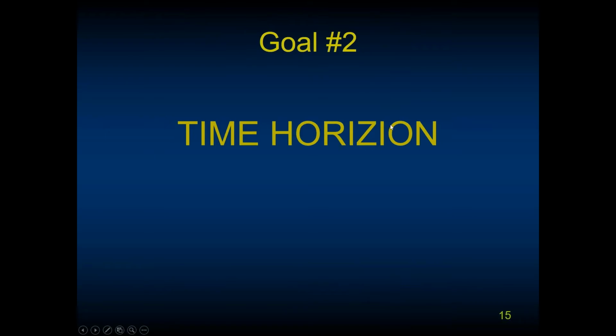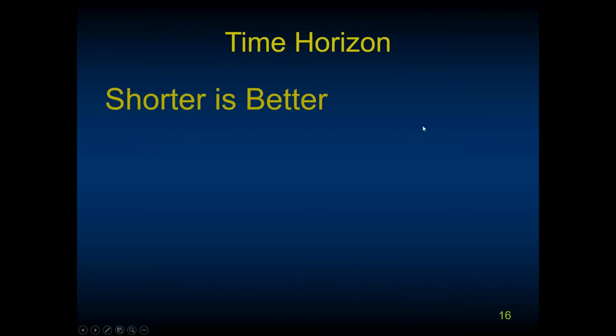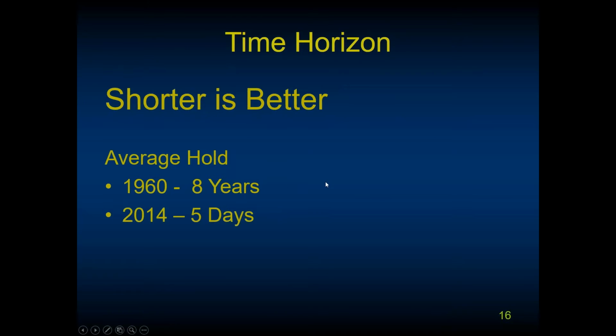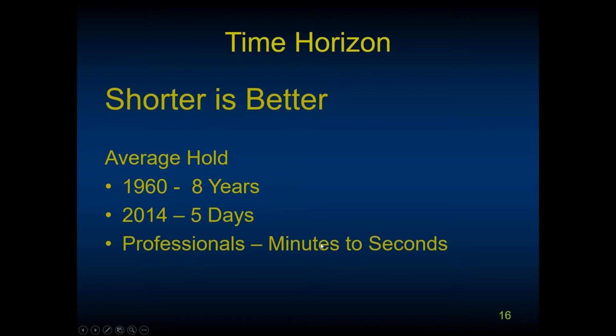So the next goal we were thinking of was the time horizon. And I think the rule here, a lot of people acknowledge this, is that shorter is better. The average hold in 1960 was 8 years. And I think we've just shown why that's just not realistic anymore. In 2014, it was down to 5 days from 8 years. And of course, now, as we just talked about, the big blocks are trading minutes to seconds, the high-frequency guys. The market is just moving very, very fast.